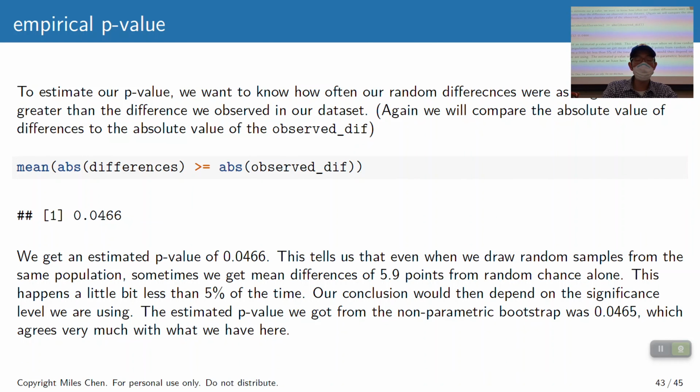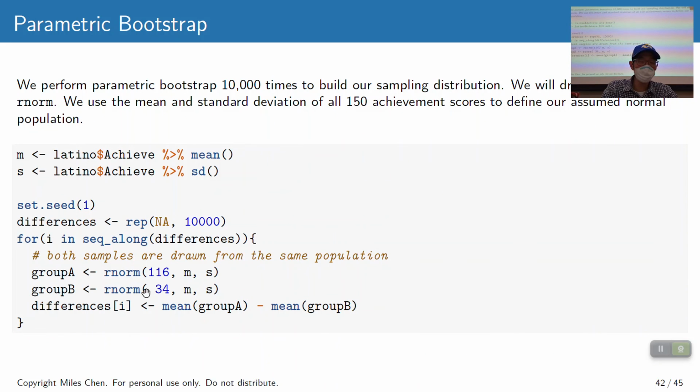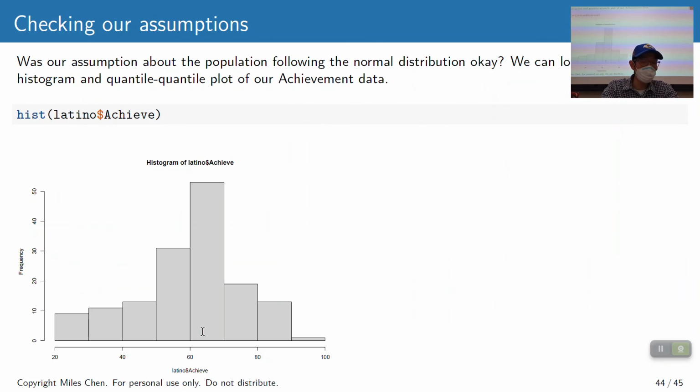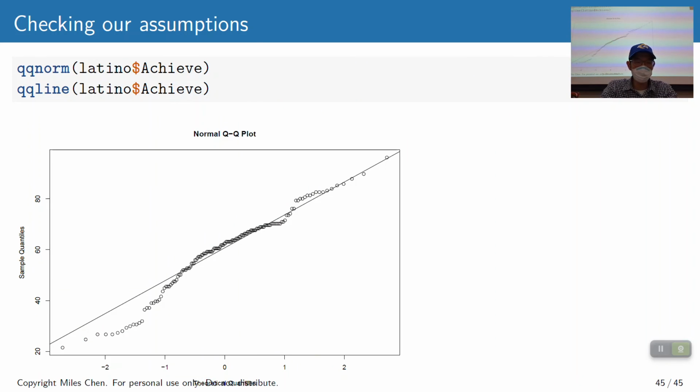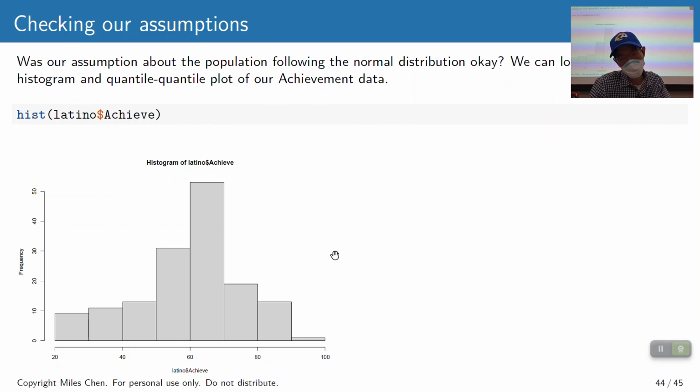When you do parametric bootstrap, we're basically assuming that the values come from a normal distribution, and we probably want to check: is that a reasonable assumption? So this is the distribution of achievement scores, and I don't know if this looks normal. This is the QQ plot, again not quite a straight line, so maybe assuming that it's normally distributed is not the best idea.